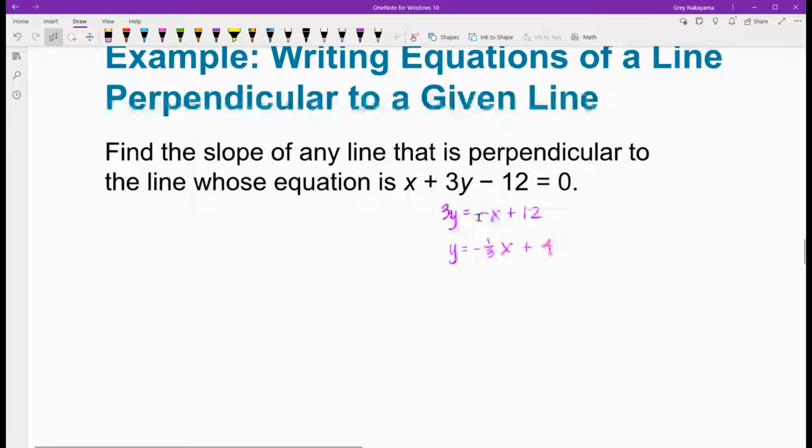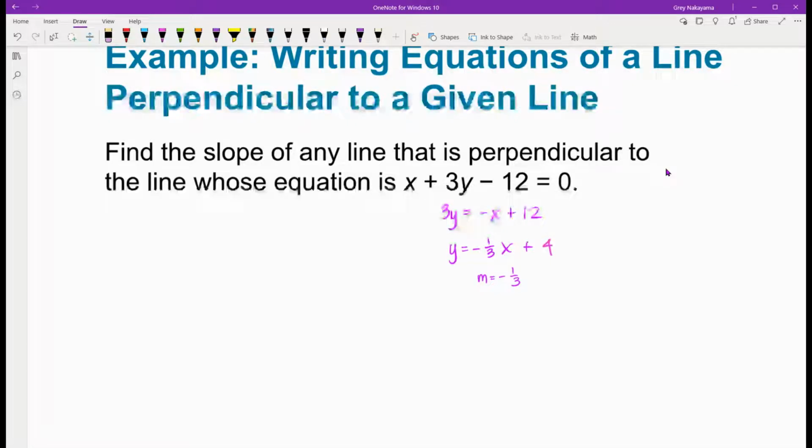Okay, I usually write a 3 underneath each one, so you'll remember to divide both of these terms by 3. Now that tells me the slope of this line is -1/3. The question says find the slope of any line that is perpendicular.